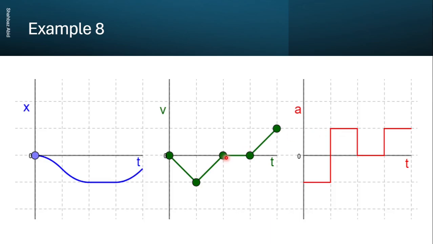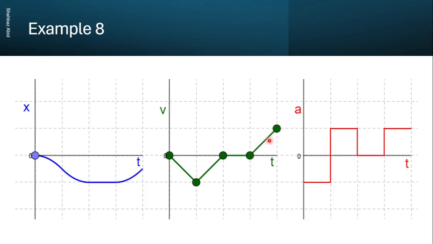From this time to this time, the velocity is equal to 0, which in other words means that the acceleration is equal to 0 because the slope is also equal to 0 and the velocity is also equal to 0. So the acceleration is going to be equal to 0 at this location.